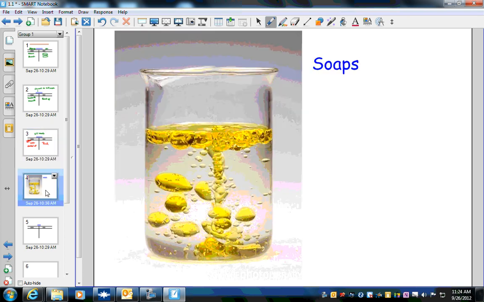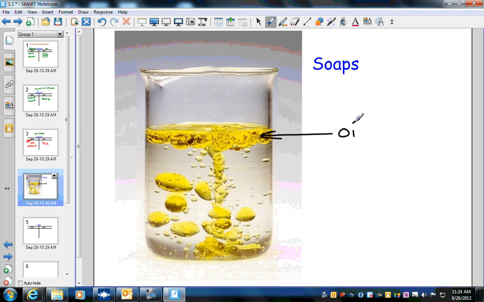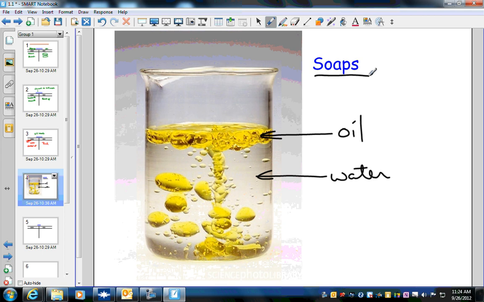Cleaning, same type of idea, where you would use a soap. Now a soap is needed in the fact that oil and water do not mix. And in order to wash oil away with water, you need some sort of agent, something that will attach to both the oil and the water. And that's what a soap is.